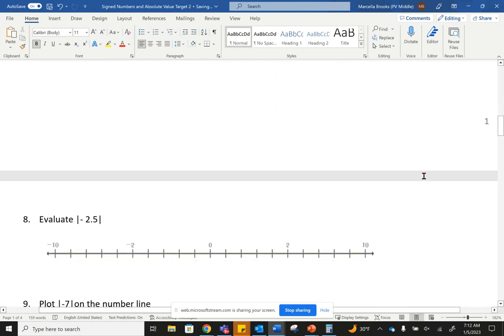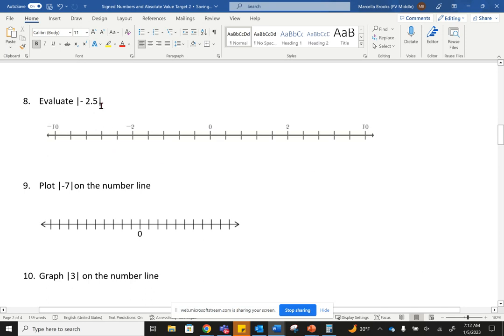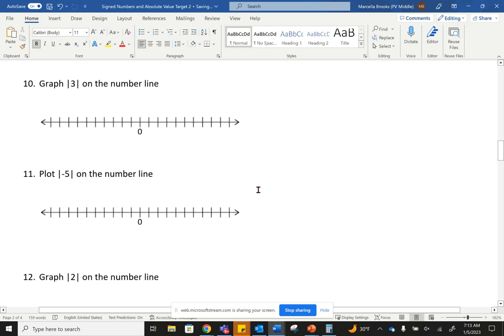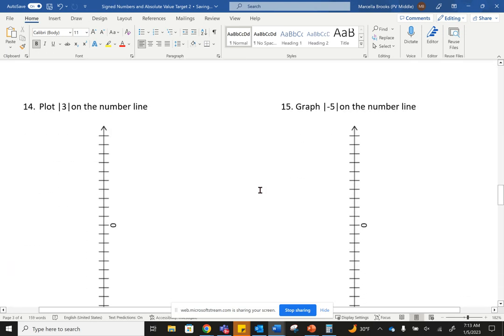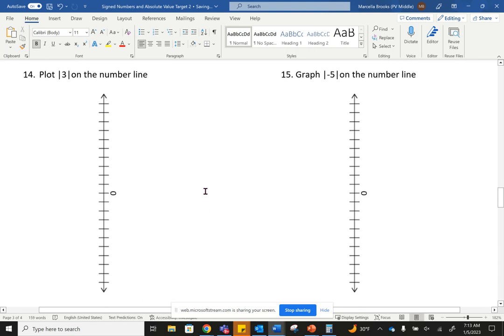So that's what this target is: what's the absolute value, and then graph it on the number line. And then looking at the vertical number lines, it's the same thing. So what's the absolute value? We're going to plot the absolute value of 3 on the number line. So that's right here.